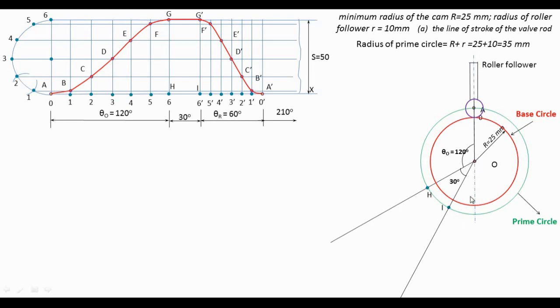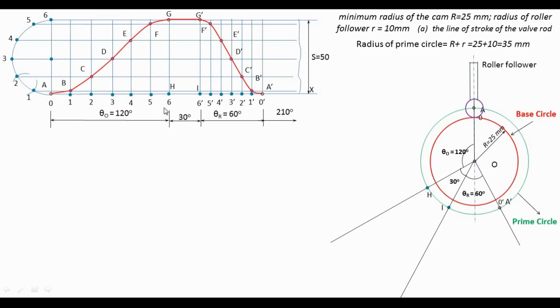So let's draw the return stroke. From this line, we need to plot an angle of 60 degree, draw a line. So this is the return stroke, and this is the point 0 dash and A dash where the return stroke ends. After this, for the remaining part of 210 degree the follower will be at the rest position.